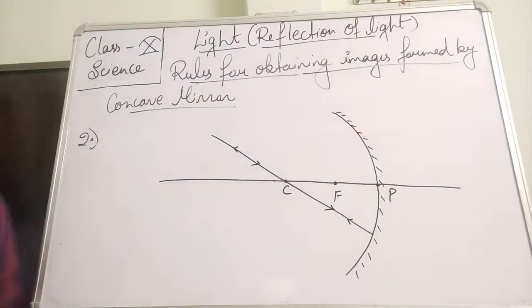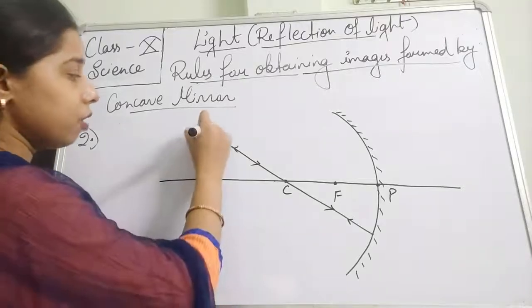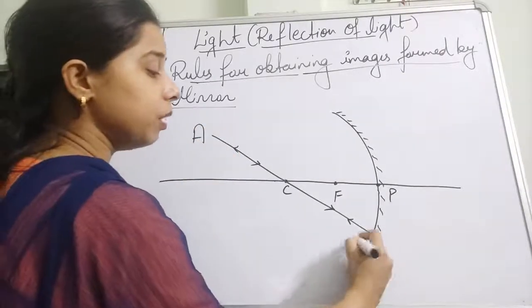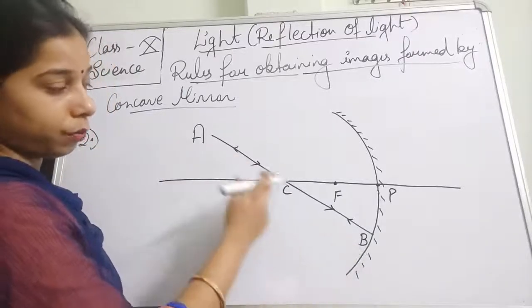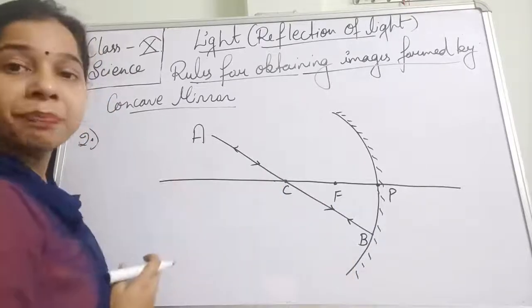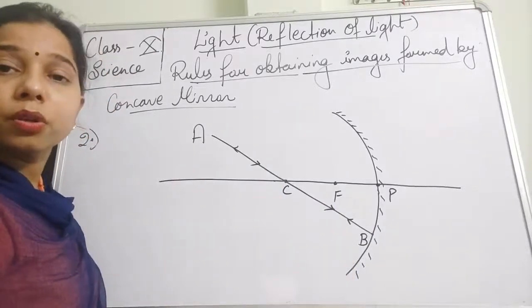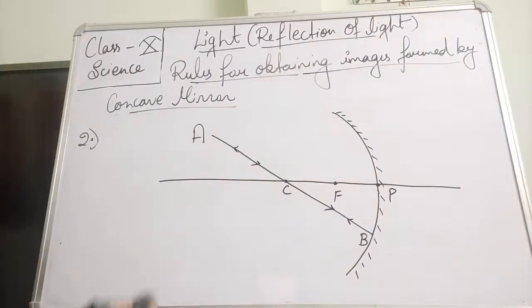So this is telling us that if a ray of light passes through the center of curvature, say AB is a ray going through the center of curvature, it will come back along the same path. This is, students, the second rule for obtaining the images.